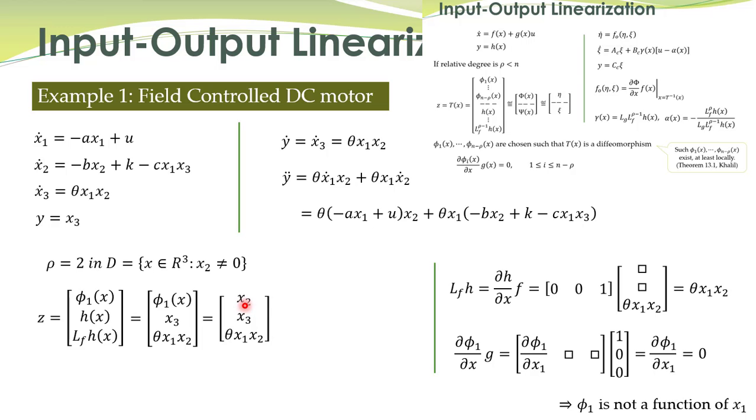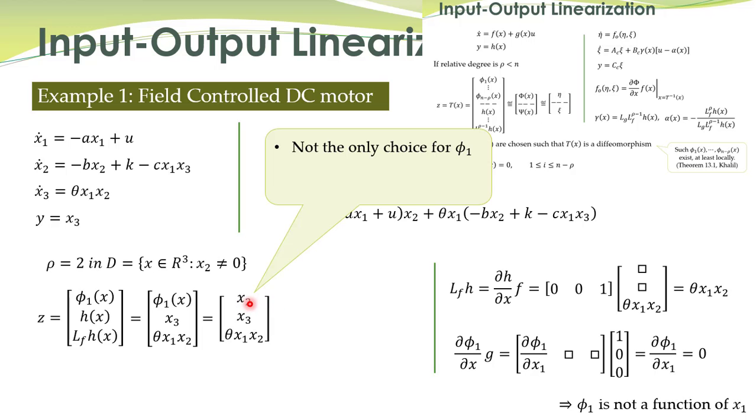Simpler. You could have even taken a complex function of x2 and x3, but we have taken some simple function. And remember that this is not the only choice for phi 1. You could have taken some other function. It can be a function of x2, it can be a function of x3. So always take it as simple as possible. For example, I have taken it to be x2. You can also take it to be equal to x2 square. You can also take it to be x2 square plus x3, and something different as well.